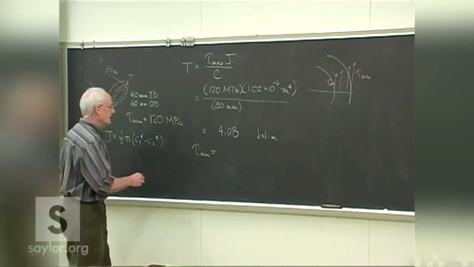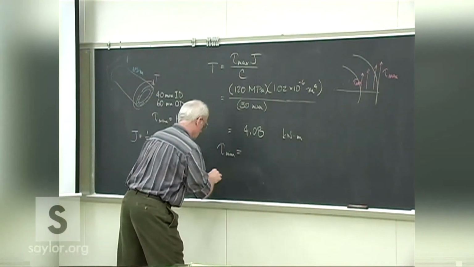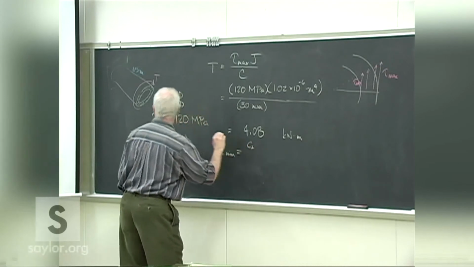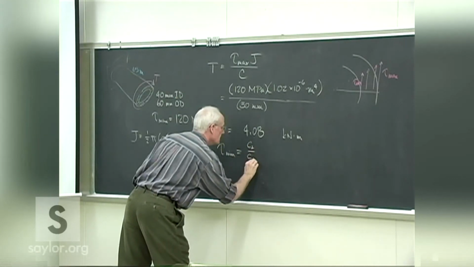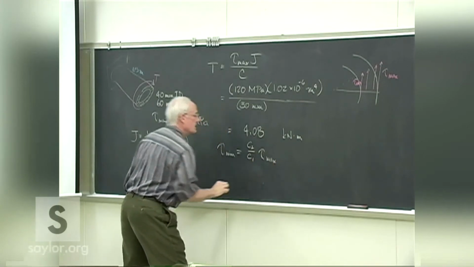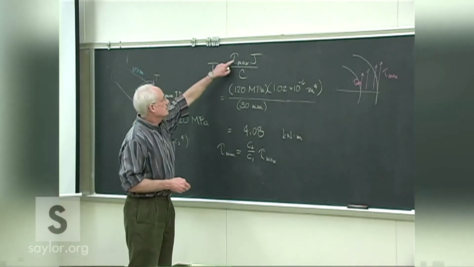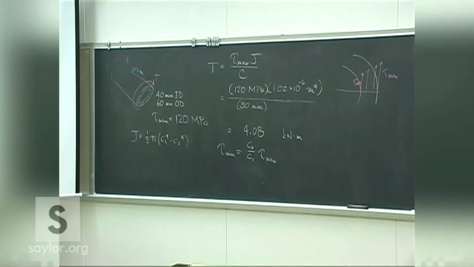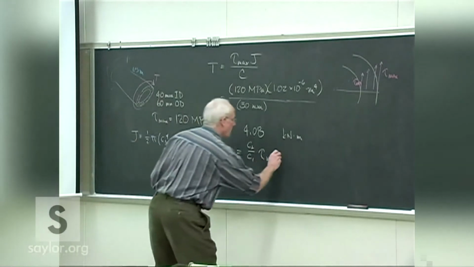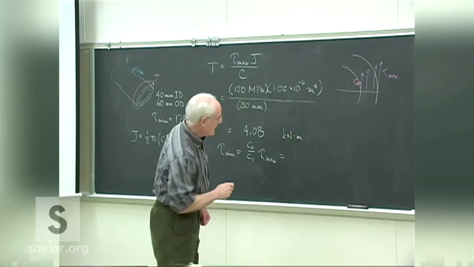So if it varies linearly, it'll just be then C2 over C1 times tau max. That's just the tau over C, and the torque for the piece is the same. That does not vary across the cross section, that's the load, and then the J is also open for the cross section. So that should come out to something like, I think, 80 megapascals.